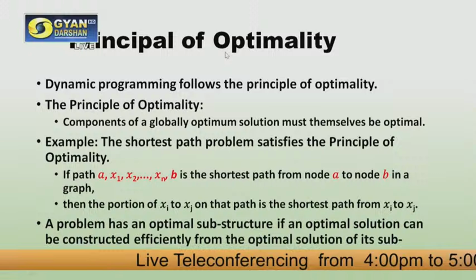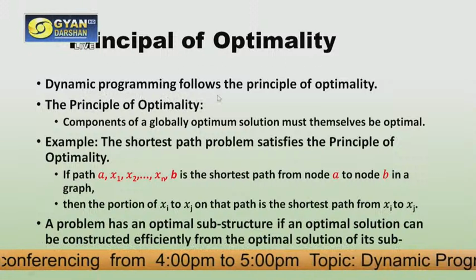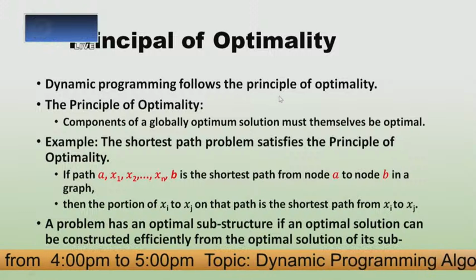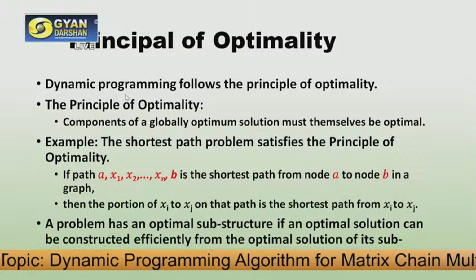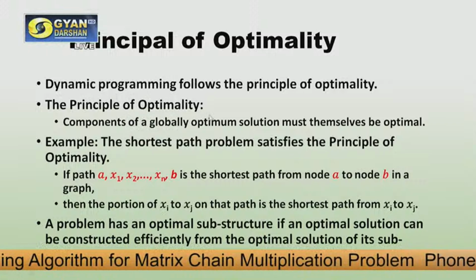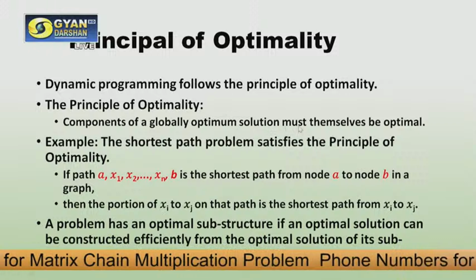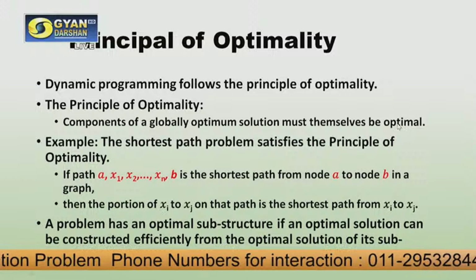Now, look into the principle of optimality slide. Dynamic programming follows the principle of optimality. Now, what is this principle then? The principle of optimality is that components of a globally optimum solution must themselves be optimal. So let us read it again.